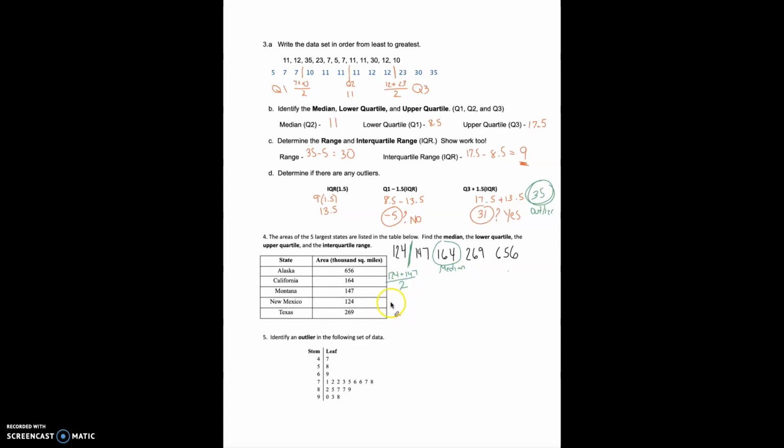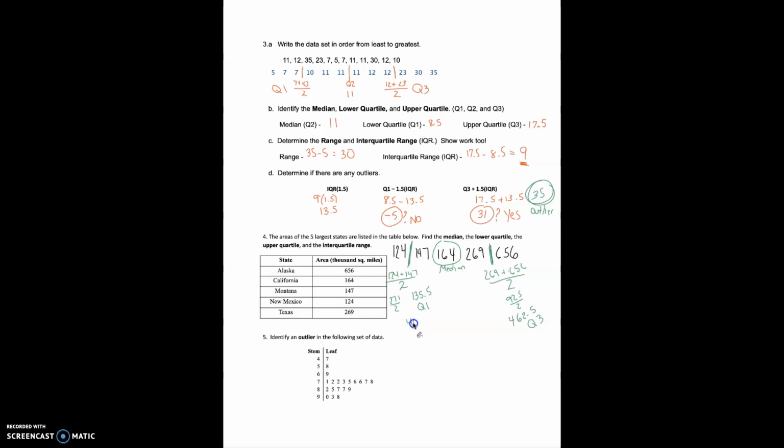So again, you can grab a calculator. We get 271 over 2, which is 135.5. So that's Q1, our lower quartile. Our upper quartile, so we'll add those up and divide by 2. And we get 925 over 2, which gives us 462.5. So that's Q3.